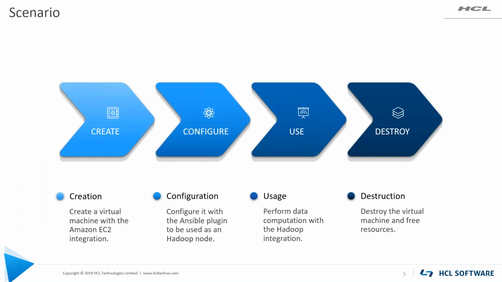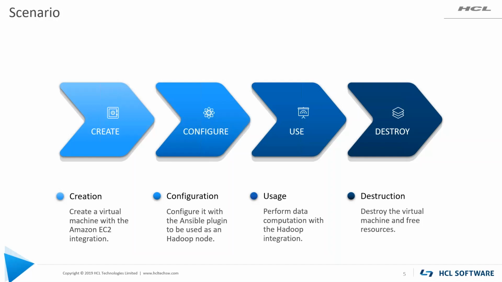A possible scenario that uses the Ansible integration is represented in this slide. We can create a virtual machine with the Amazon EC2 integration. Then we can configure the machine using Ansible, for example, to use it as a Hadoop node. After this, we can perform data computation with the Hadoop integration available in IWA. And once the computation has been performed, we can destroy the virtual machine and free resources.